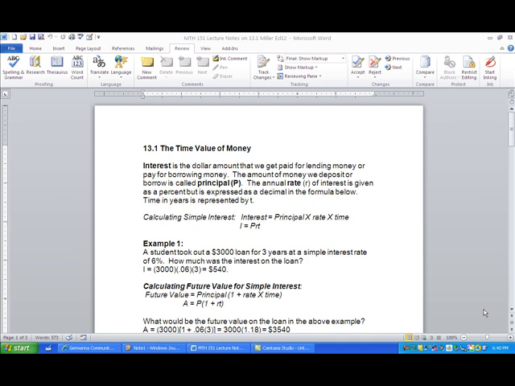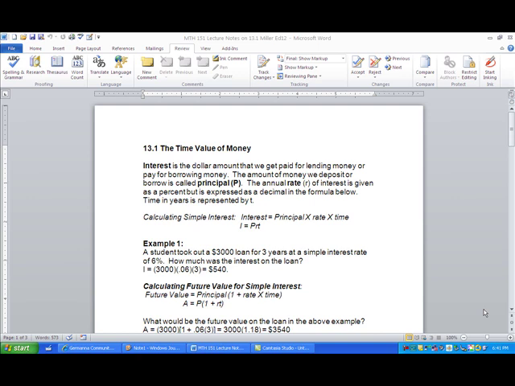that is borrowed. The amount that we deposit or borrow is called the principal, and it's represented with a capital P. The annual rate of interest is represented with a lowercase r. It's given as a percent in the problem, but it will be expressed as a decimal in the formula that we use below. Time in years is represented by T. So to calculate what we call simple interest, interest is equal to principal times rate times time. And our formula is I equals P times R times T.